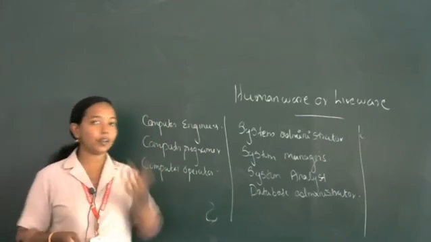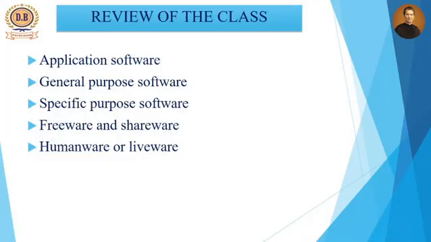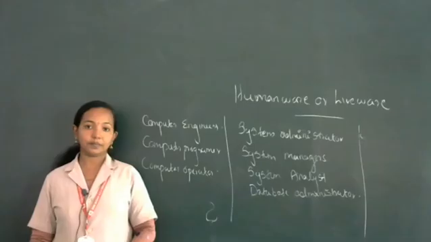So again we will revise the topics that we studied. We will start with application softwares. Application softwares are divided into two categories, specific purpose and general purpose. After that, freeware, proprietary software, then shareware, human ware or liveware.